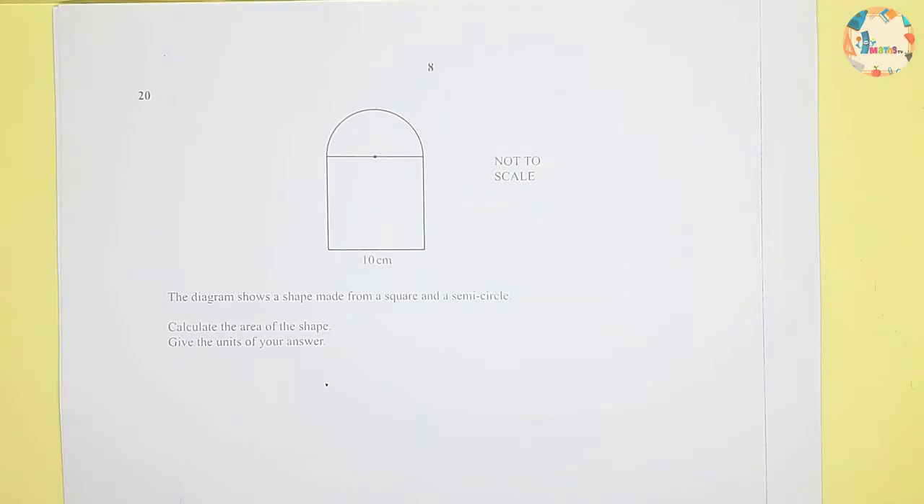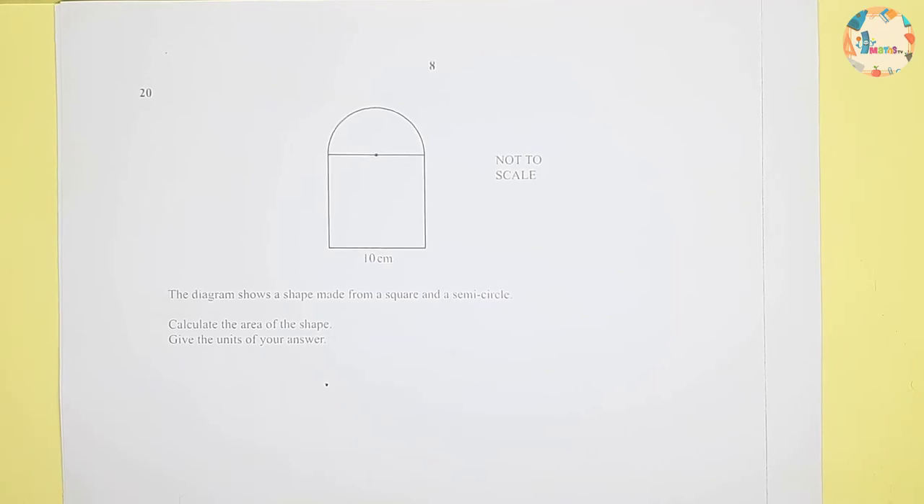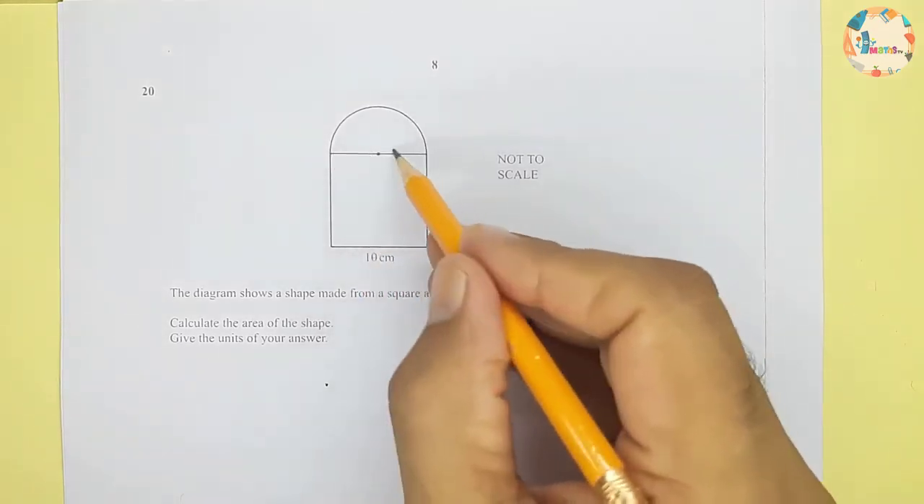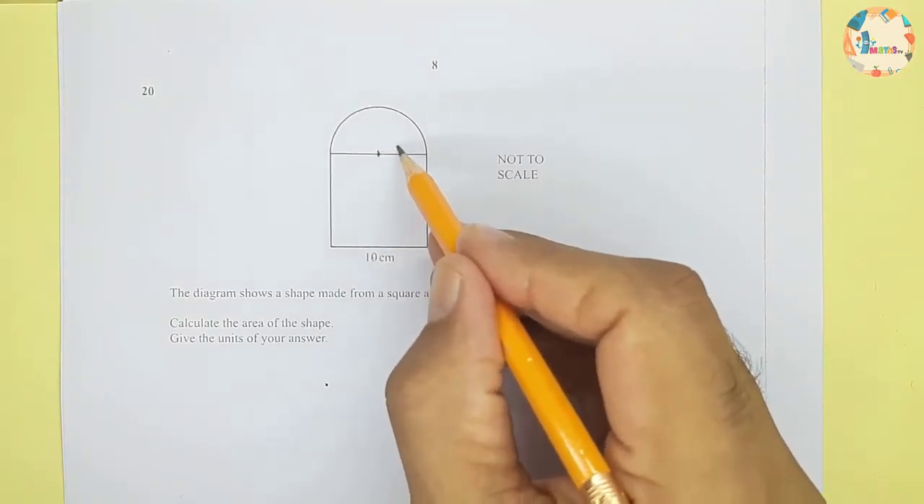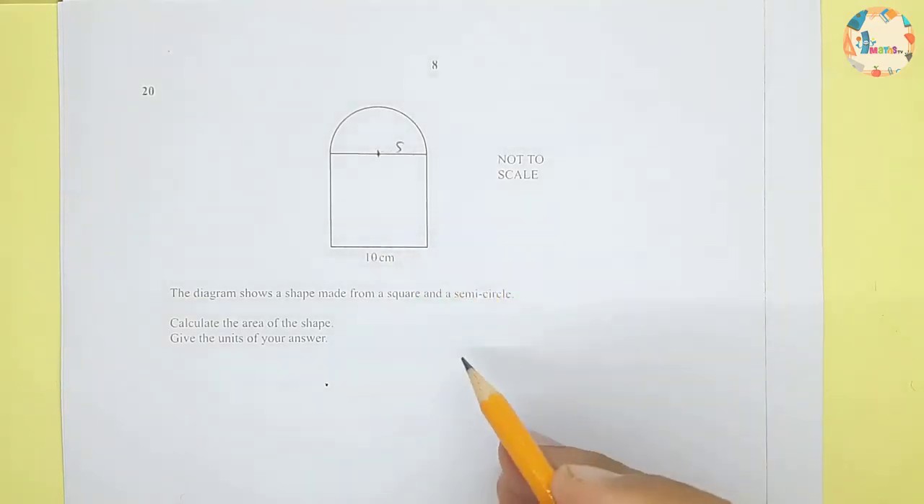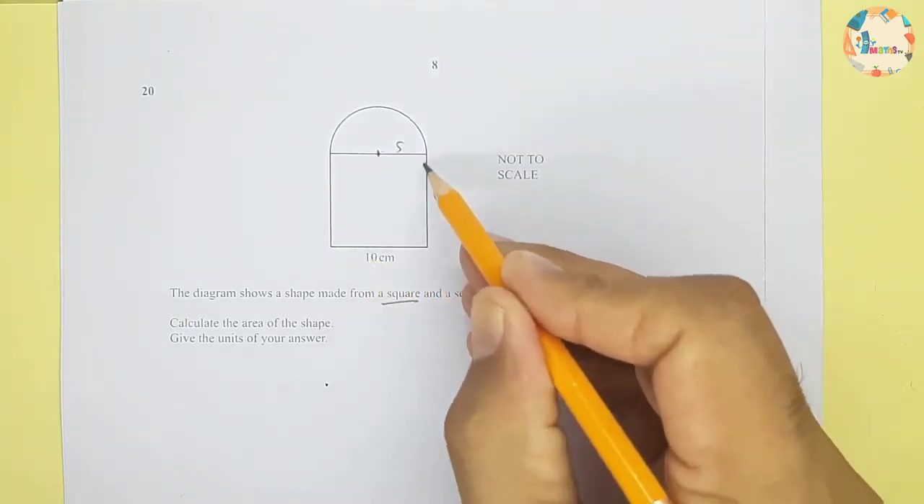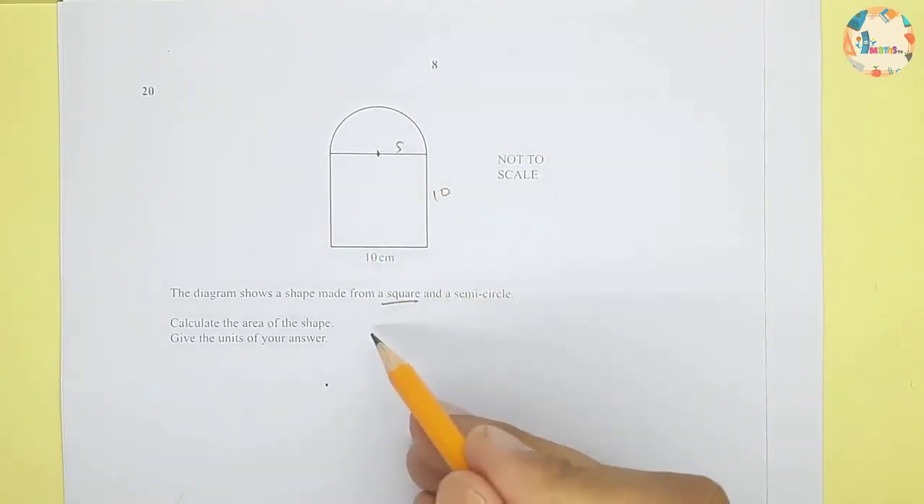Question number 20. A diagram is given. The diagram shows a shape made from a square and a semicircle, and this side is 12, this is also 12, so radius will be 5, and square, so this side is 10, this side will also be 10. So calculate the area of the shape.